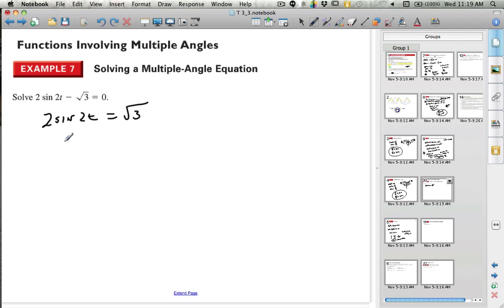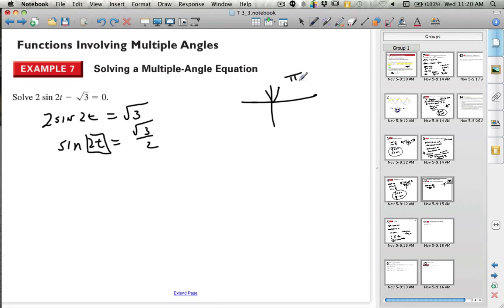Right? And then I'm going to divide by 2. So I added root 3, and I'm going to divide by 2. Sine of 2t is equal to root 3 over 2. Okay, and so where is the sine of an angle? Now remember, 2t is my angle. Root 3 over 2, this is again my y coordinate, so that's up here.